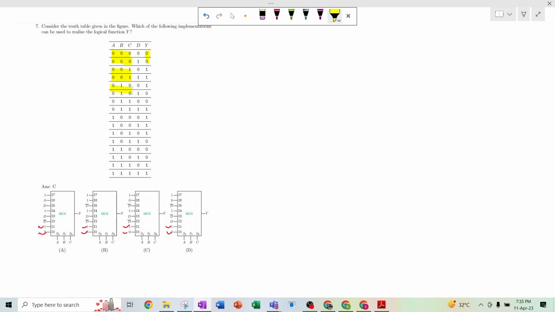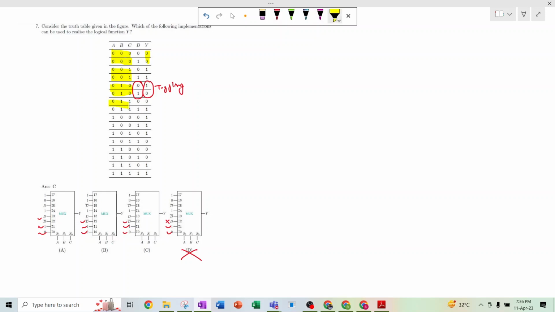And now this is 0 1 0, which means this is the 2. Now we can easily see that it's toggling. If it is 0 1, this becomes 1 0, which is toggling. So that means this should be D bar. So here it is D bar, this is also D bar, this is also D bar, but this is D. So this will not be the answer. So option D will not be the answer.